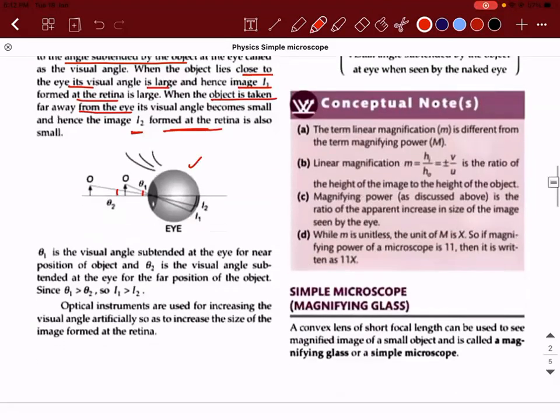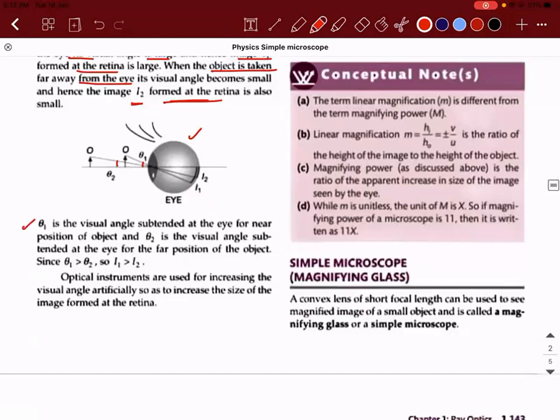Now see, if theta 1 is the visual angle subtended at the eye for the near position of the object, and theta 2 is the visual angle subtended at the eye for the far position of the object, we are clearly able to discriminate the fact that theta 1 is greater than theta 2. Similarly, I1 is greater than I2.